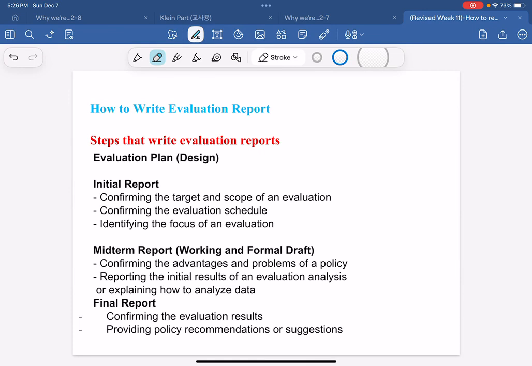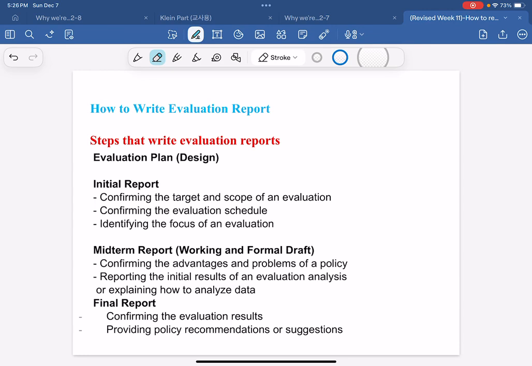Also, if you start evaluation, at the beginning of evaluation, you need to write the initial report. The initial report should include some kind of content confirming the target and scope of evaluation, and confirming evaluation schedules. Also, you need to make the agreement with evaluation stakeholders regarding the focus of evaluation.